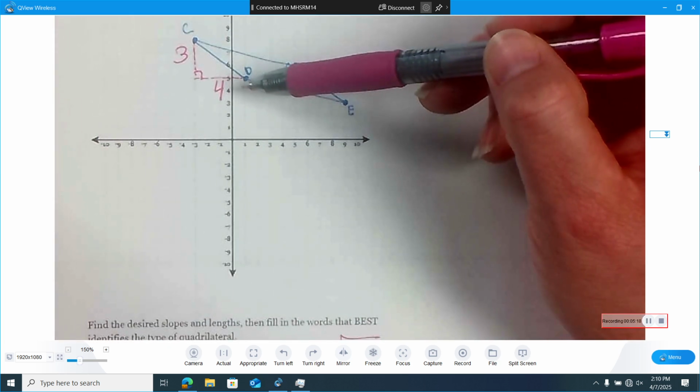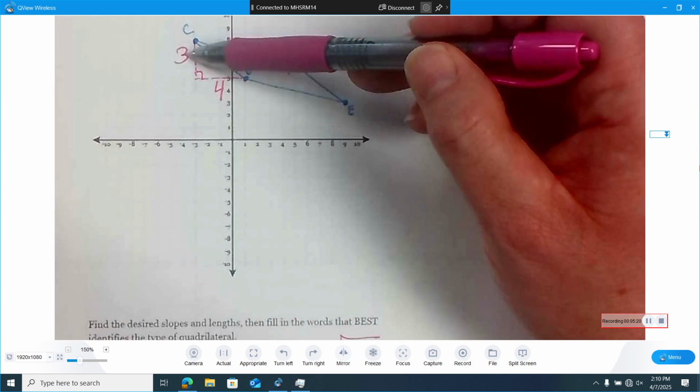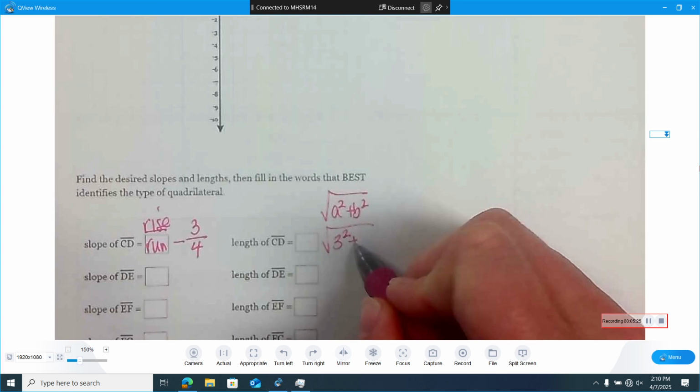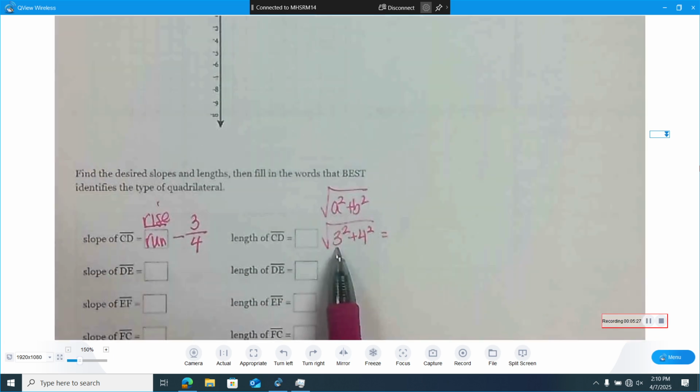To find the length of segment CD, all I need to do is the square root of leg squared plus leg squared. So we are just going to do the square root of 3 squared plus 4 squared. What is 3 squared?